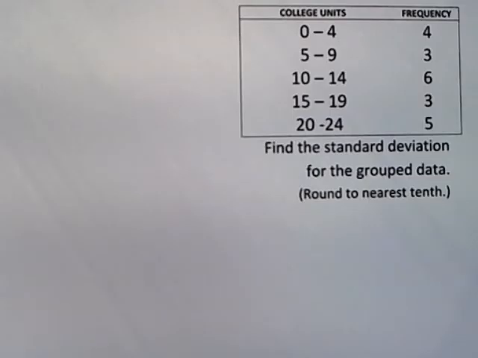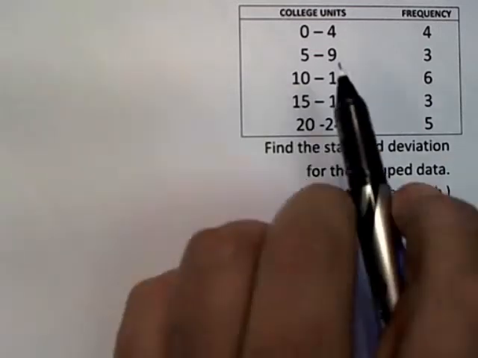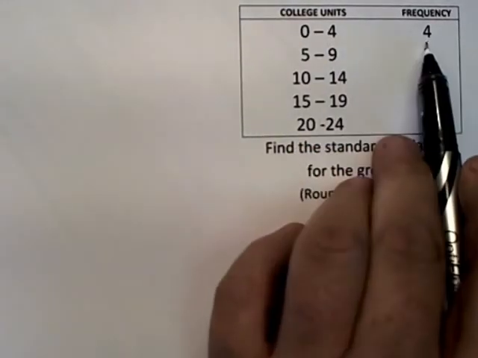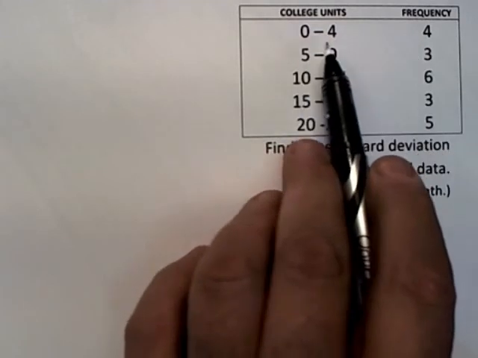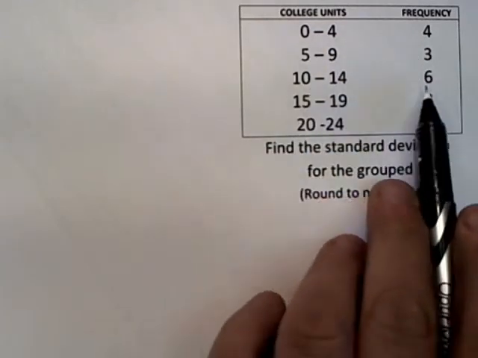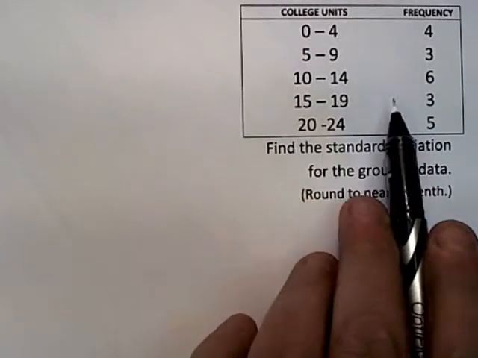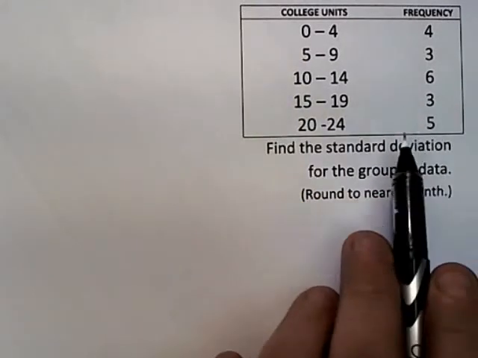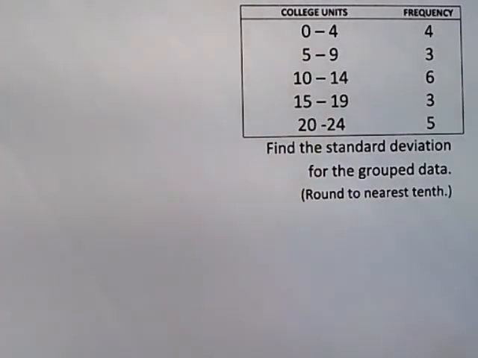Find the standard deviation for the group data and round your answer to the nearest tenth. Here we have group data. There are 4 data points between 0 and 4 college units. There are 3 data points between 5 and 9, 6 between 10 and 14, 3 between 15 and 19, and 5 between 20 and 24.